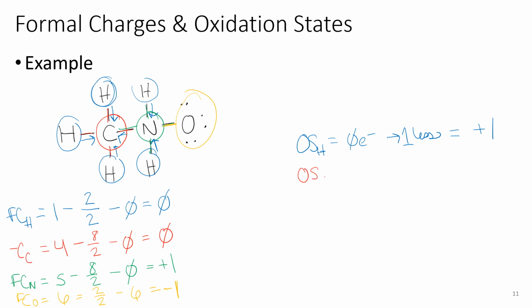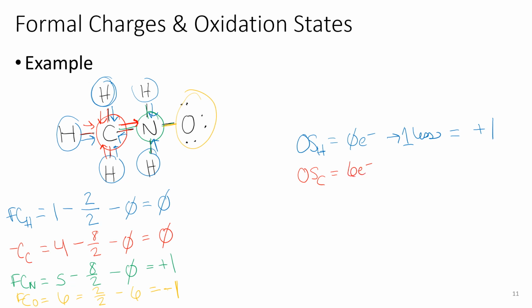So next, let's talk about the oxidation state of carbon. Carbon is more electronegative than hydrogen, so it's going to pull all those electrons from it. But carbon is less electronegative than nitrogen, so those electrons are going to go towards nitrogen in that carbon-nitrogen bond. So in this structure, carbon has 6 electrons assigned to it.